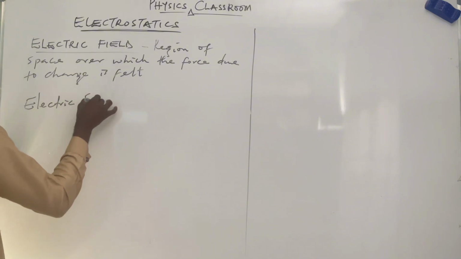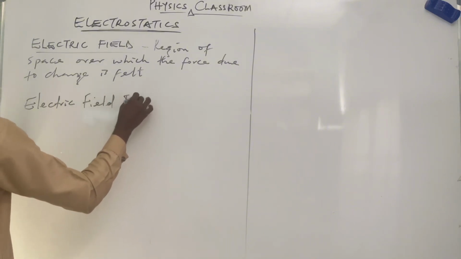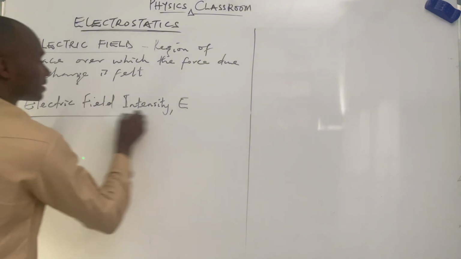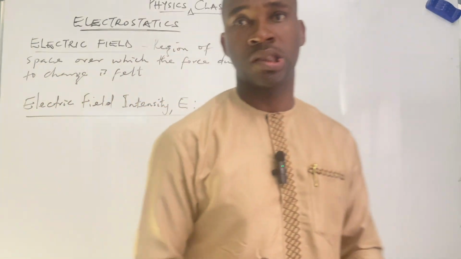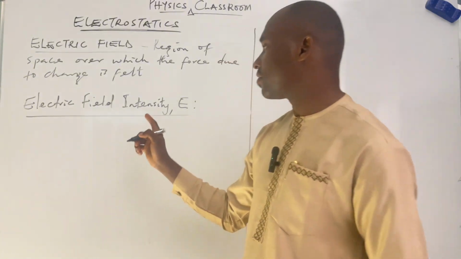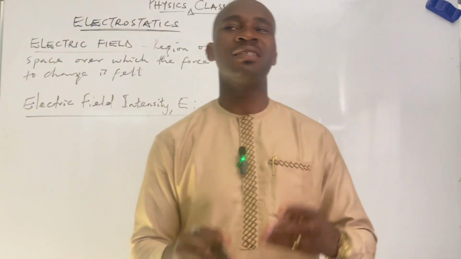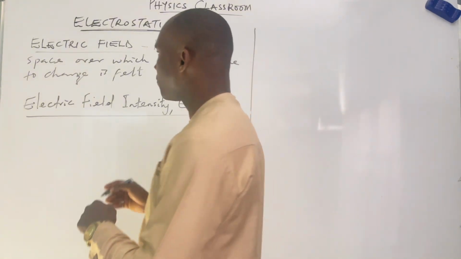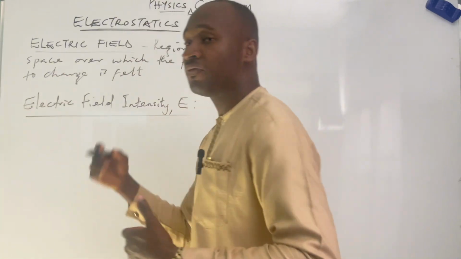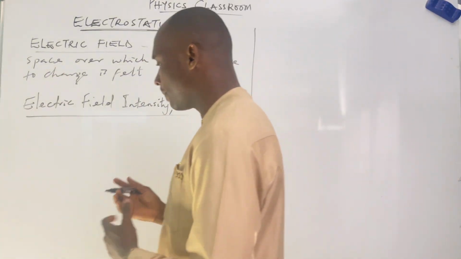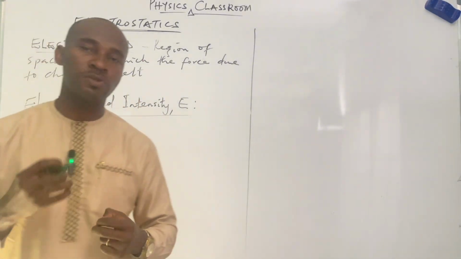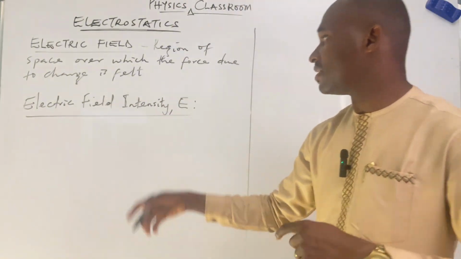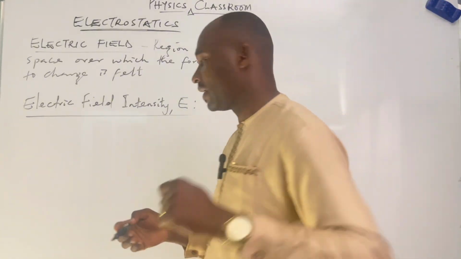Another thing you need to know is what we call electric field intensity. Mind you, electric field intensity E is otherwise known as electric field strength. Take note of it. How do we define electric field intensity? Electric field intensity is defined as the force per unit area at that point. Which point are we talking about? Point in the electric field. So electric field intensity is the force per unit area at that point. You just know that.